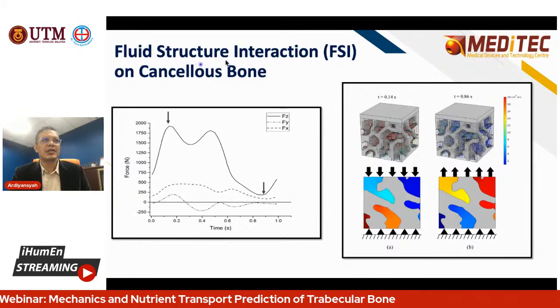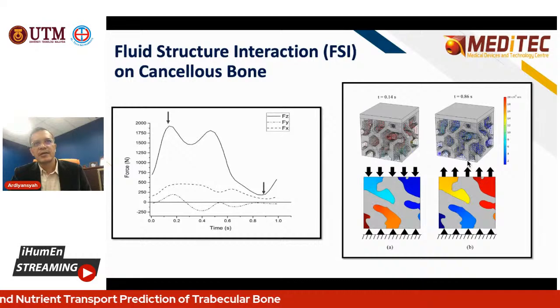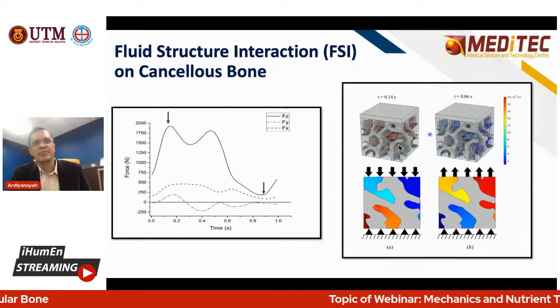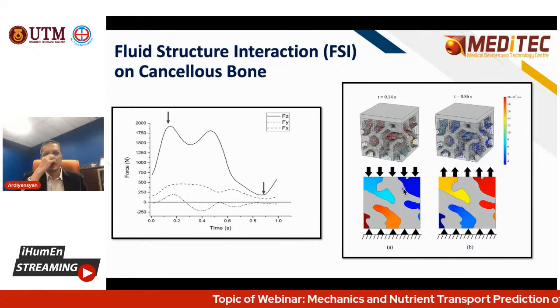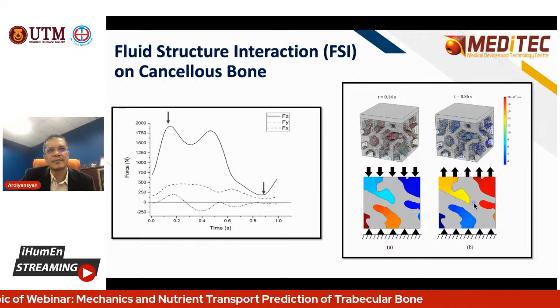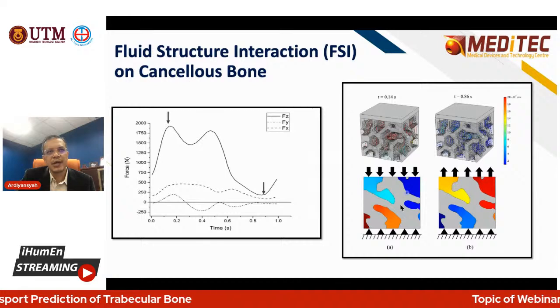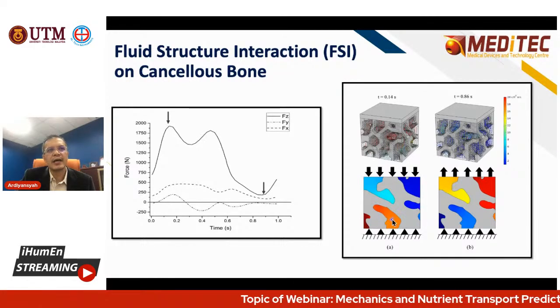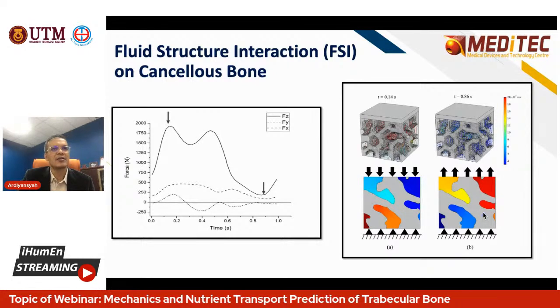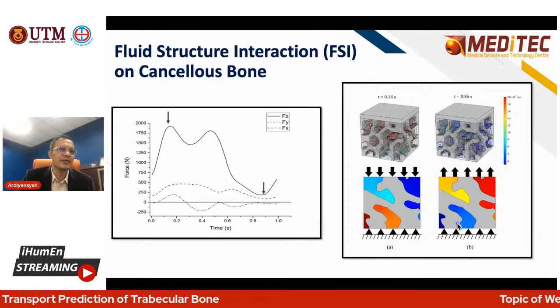Here is the fluid structure interaction. This is the fluid, and this is the velocity; the numbering is the velocity. Here is during the compression, and here is after unloading. During the compression, the pore size underneath will increase in terms of pressure. When unloaded, the pressure in the top region is higher compared with underneath.